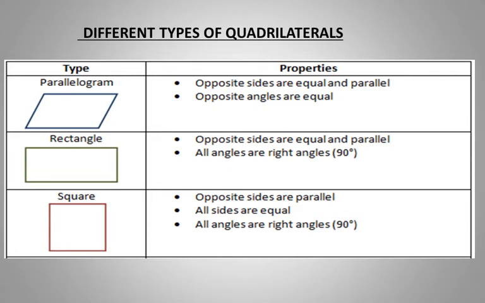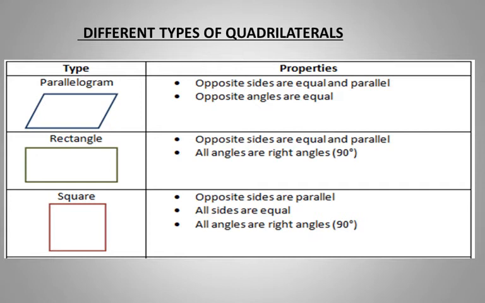Here in this table, the different types of quadrilaterals are explained with their properties. First is the parallelogram. For a parallelogram, opposite sides are equal and parallel. One more property: opposite angles of a parallelogram are equal. Next one is rectangle. For a rectangle, the opposite sides are equal and parallel, just like a parallelogram, because we already know rectangle, square and rhombus all are parallelograms. So they are special types of parallelograms. They have some special properties beyond the parallelogram. That's why they have different names.